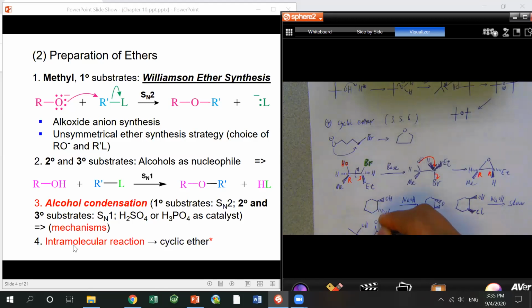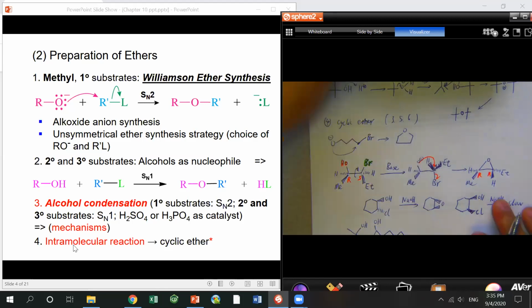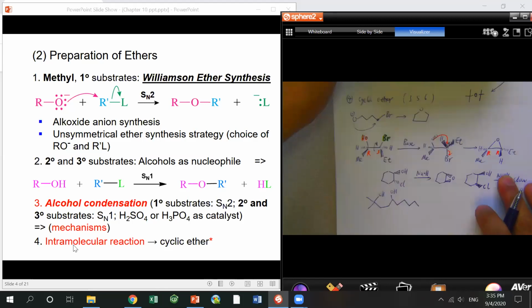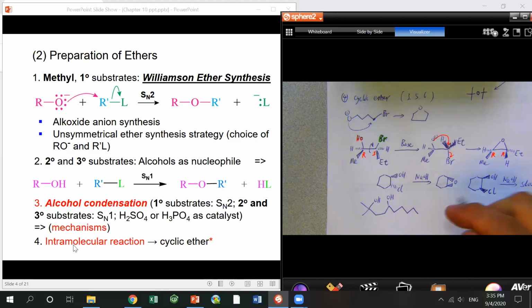So still intramolecular reactions. We have this diol, two OH groups, and then we use some kind of strong acid, sulfuric acid. After the reaction, we generate the final product.